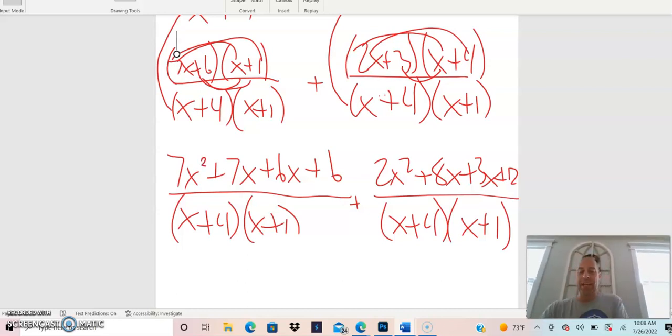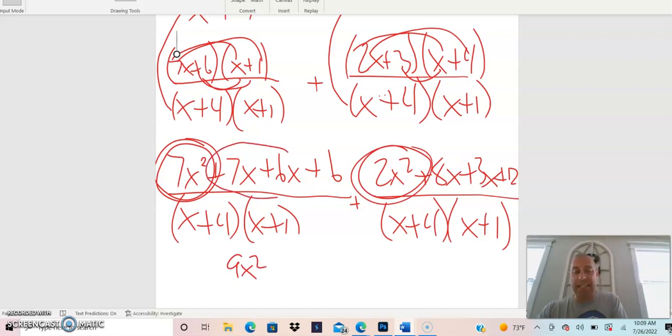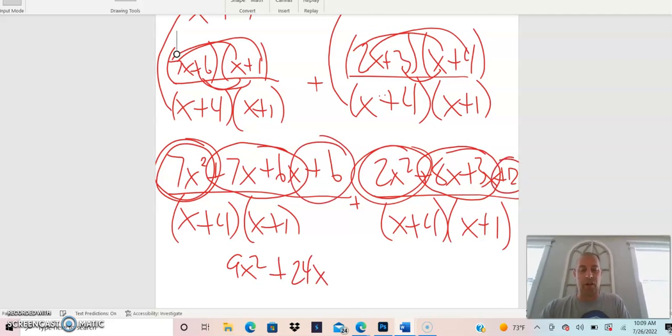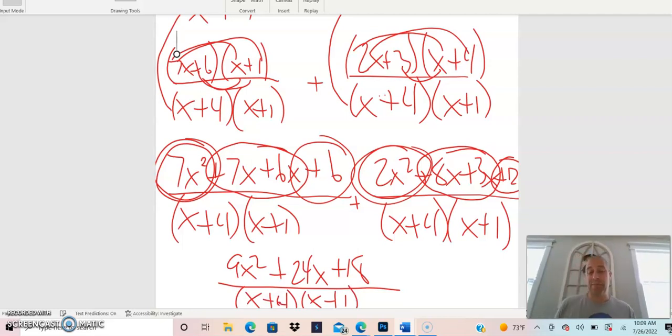All right, so here we go. So the 7x squared with the 2x squared, there's a 9x squared. The 7x and the 6x, 13x. The 8x and the 3x, 11x. 13 plus the 11, 24. Yeah, plus 24x. And then the 6 with the 12, there's your 18. And then all over our x plus 4, and then our x plus 1. And there we go.